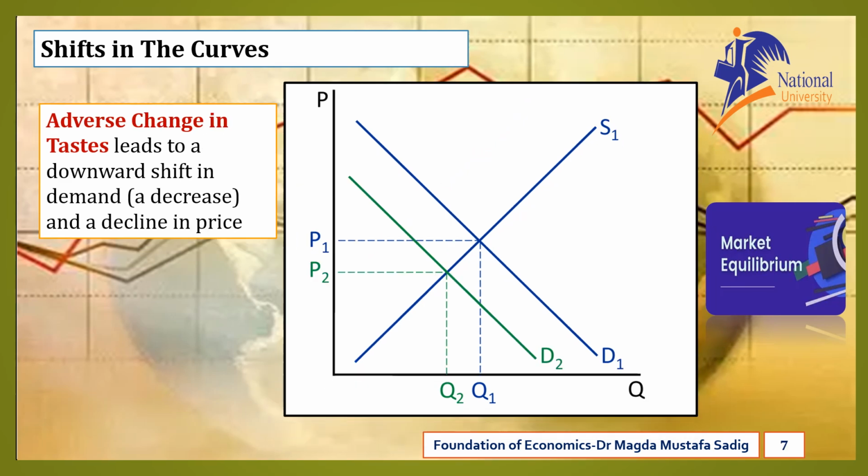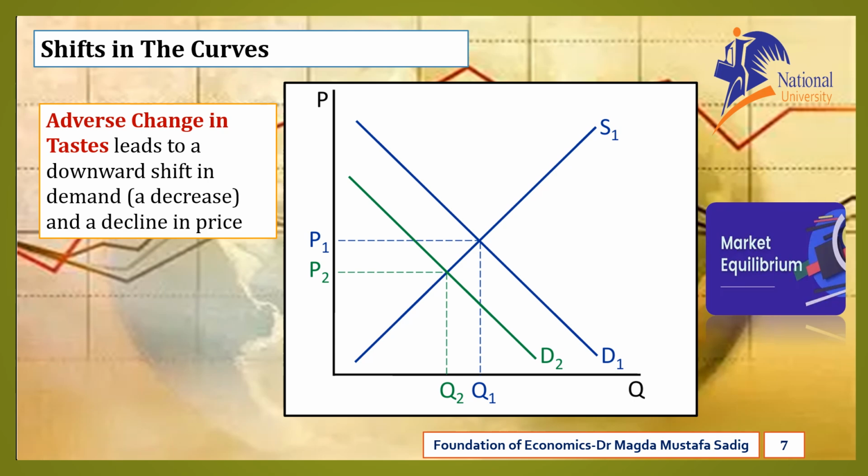Now let us explore how an adverse change in consumer taste affects market equilibrium using a simple demand and supply diagram or curves. Let us begin with the market equilibrium, and we have our standard graph where S1 and D1 are the original supply curve and demand curve, and the equilibrium is at P1, Q1.